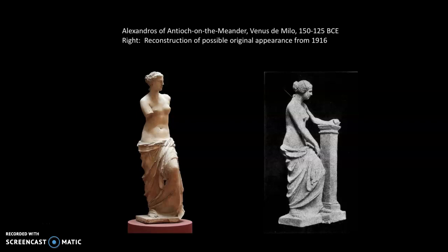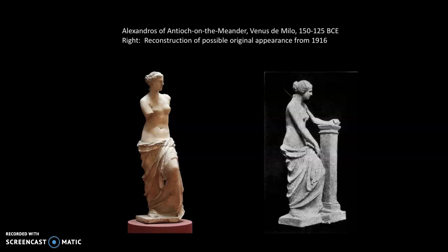All right. The last work we're going to look at from ancient Greece is the Venus de Milo, which is a depiction of the Greek goddess Aphrodite, also known as Venus. And this is in the very late Greek period called the Hellenistic period. This is after the death of the leader Alexander the Great.